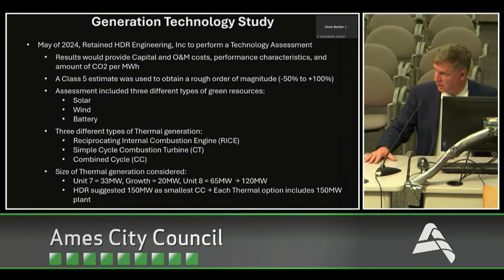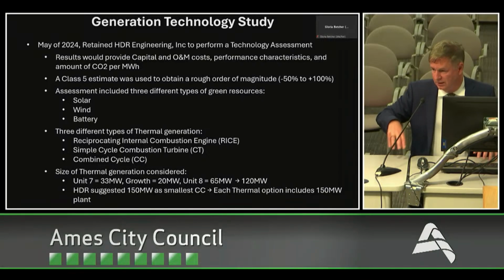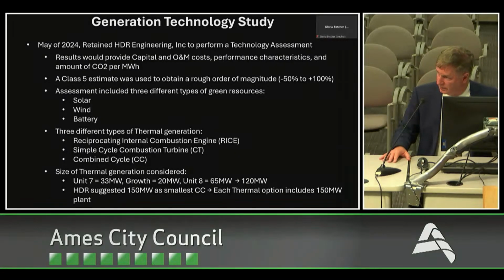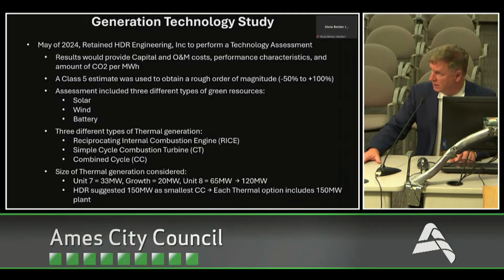HDR suggested 150 megawatts as the smallest combined cycle. CC is the combined cycle, that's the fancier one. You don't get the right economies of scale if you look at anything smaller. The waste heat off of a simple cycle going into the HRSG, there's not enough heat there to make enough steam. So you've got to go 150. So the combined cycle is good, but it's interesting that Ames alone is not an ideal candidate for that, because that would be like everything all at once. Okay, and I'll touch on that too.